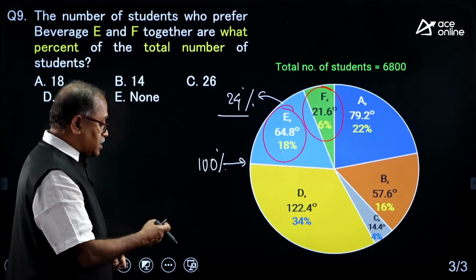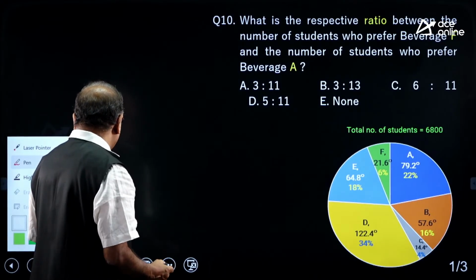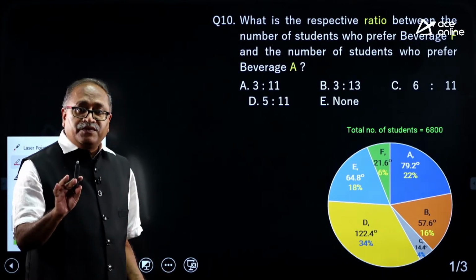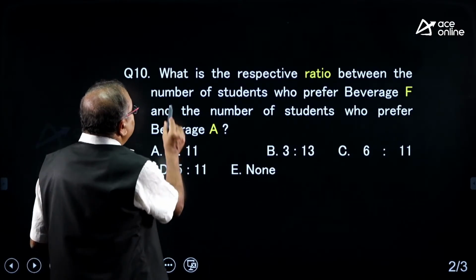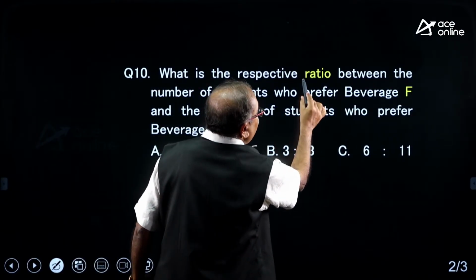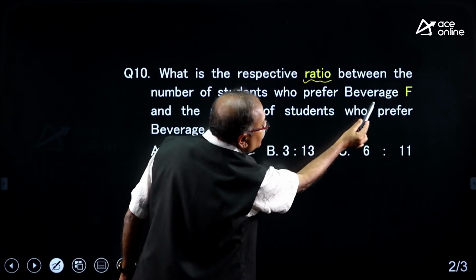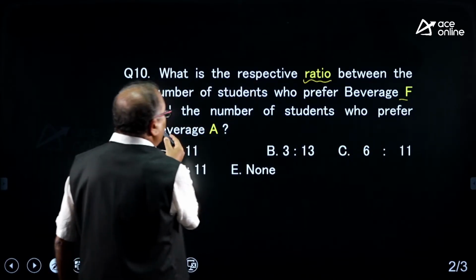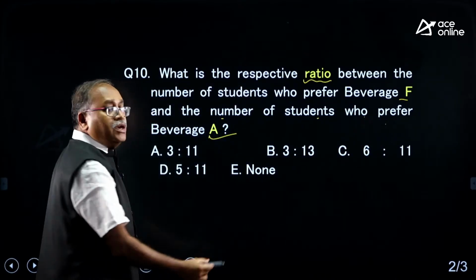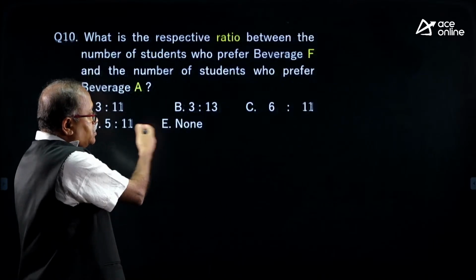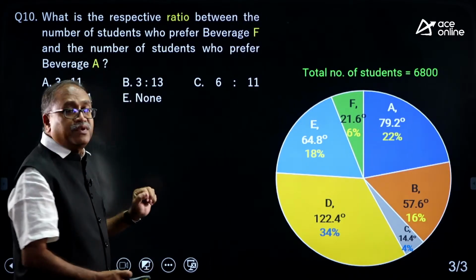One more question on this data, and which is this. First we will read the question. Here it says, what is the respective ratio? They are asking the ratio between the number of students who prefer beverage F and the number of students who prefer beverage A. Easily you will answer the question. Let me make it beverage F to beverage A.